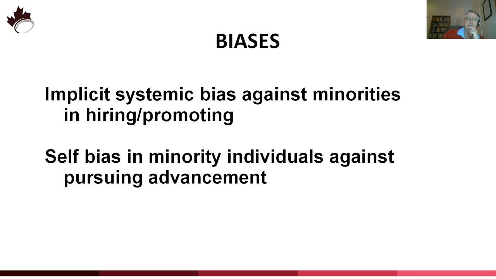The second type of bias that we looked at was self-bias, where a minority individual might be biased against pursuing advancement. This would be where a member of the minority might not apply for a job or apply for a promotion because they don't think they will win the job or promotion, or they don't think they will be welcomed in the organization if they get the job, or welcomed into the management team if they get the promotion. So they won't apply for this advancement. And if they don't apply, they can't be hired. So this is a very important type of bias in the system.